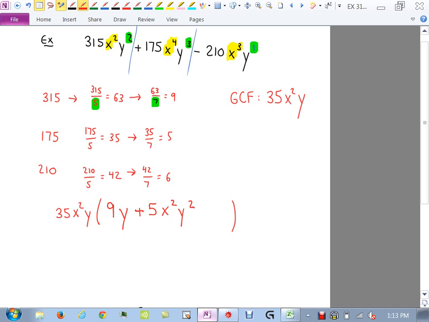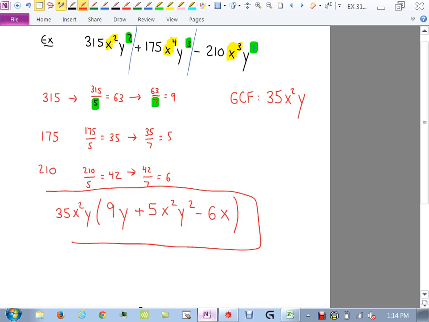Now I need to create the third term. How do I turn 35 into negative 210? I multiply by negative 6, all right? Not positive, right? Because you want it to be negative. So negative 6. And then I need to turn x squared into x cubed. So I need an x. And then I need to turn y into y, but it's already there. So I'm done.